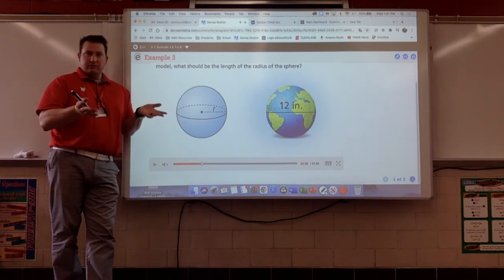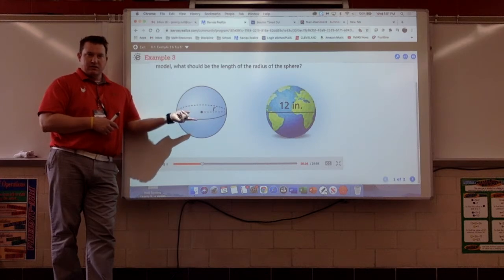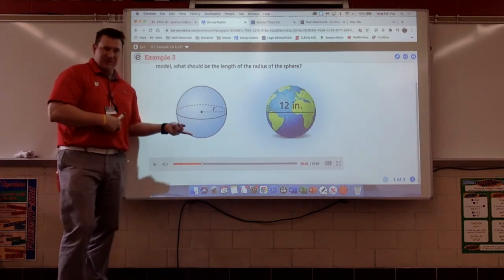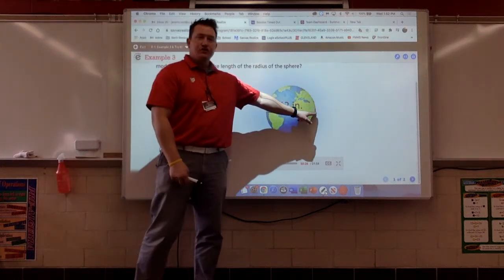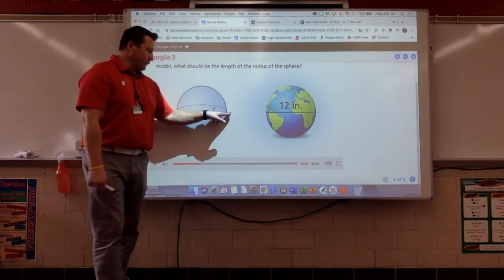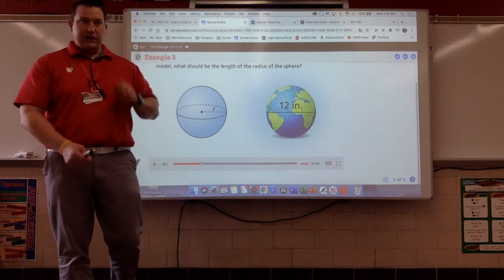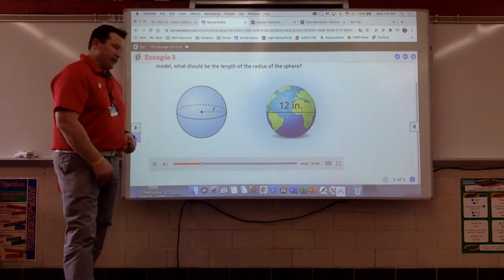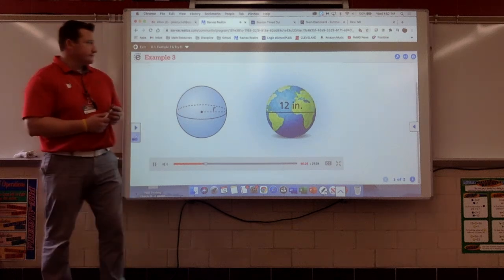For this model, what should be the length of the radius of the sphere? 12 inches, right? Shouldn't it be? I mean, it says it over there on the world, 12 inches. Nope. Is Mr. Knoll right? Is it not 12 inches? When we go from edge to edge, that's a diameter. When I go from edge to the center, that's a radius. So radius, divide that number by 2. That should be 6 is our radius. Mr. Knoll was right. The radius is 1/2 of the diameter.